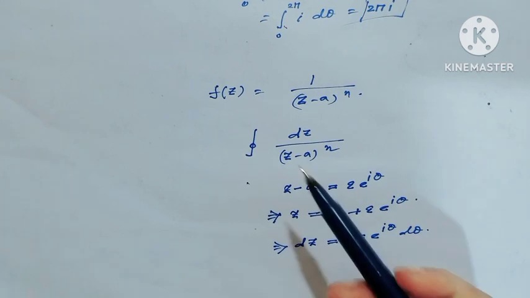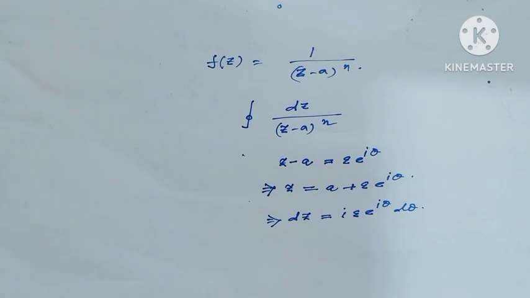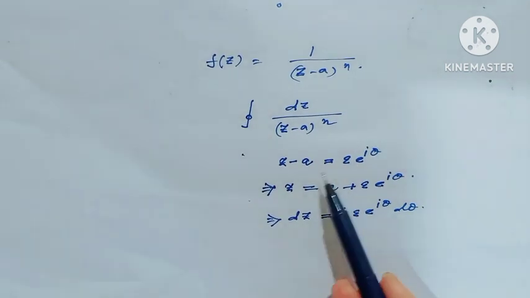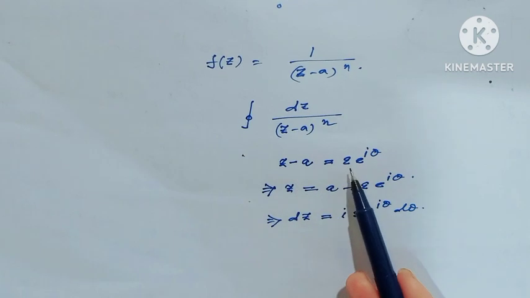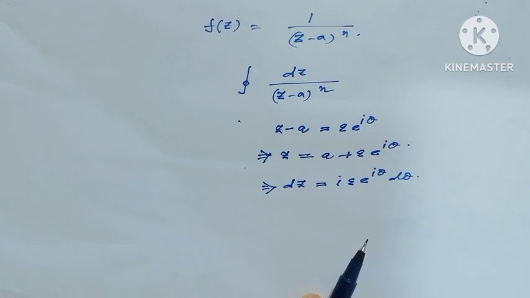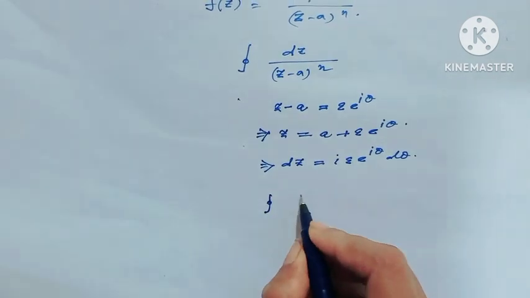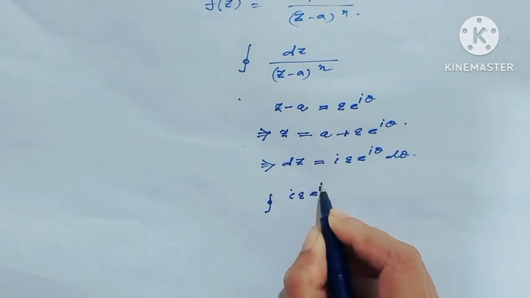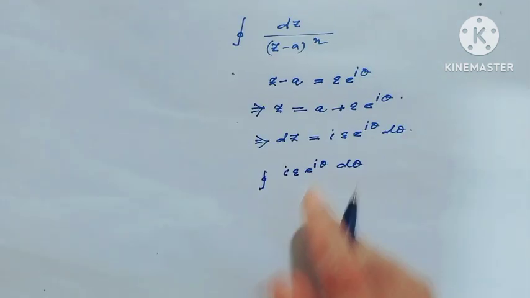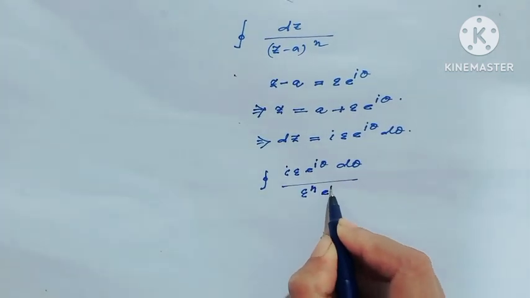Similarly, if we consider f(z) equal to 1 over z minus a to the power n, then for the integral of dz over z minus a to the power n, consider z minus a equal to epsilon e to the power i theta. Then z equals a plus epsilon e to the power i theta, which means dz equals i epsilon e to the power i theta d theta. Now put the values: z minus a to the power n is epsilon to the power n e to the power i n theta.